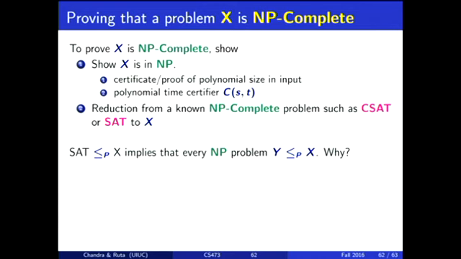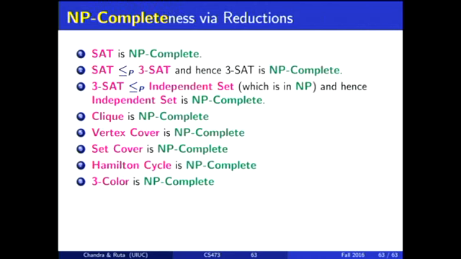And here is the list. SAT is NP complete. Cook and Levin proved it for us. We don't have to do the hard work. They first gave a seed: SAT is NP complete. And we saw that SAT reduces to 3 SAT, and 3 SAT is in NP, so 3 SAT is NP complete, because we already know SAT is NP complete.